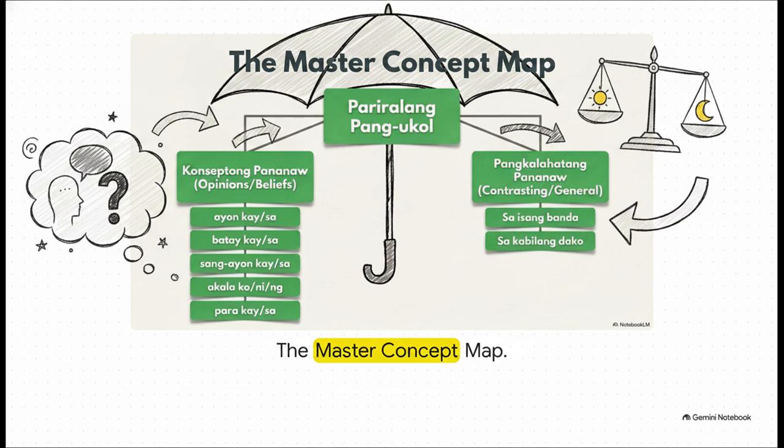Down on the left, we use them for opinions and beliefs, konseptong pananaw. That's your "ayon kay," "batay sa," and "akala ko." Then over on the right, we use them for contrasting or general views, pangkalahatang pananaw. That's your balancing scale, "sa isang banda" and "sa kabilang dako." This single image perfectly organizes everything your brain needs to categorize this vocabulary before you take your test.